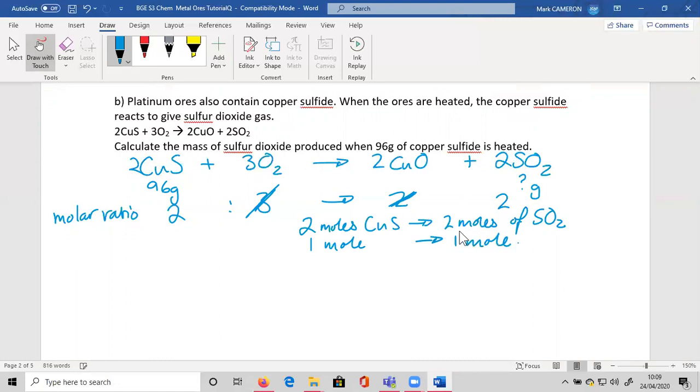Now, the thing is, do we actually have 1 mole? If we had 1 mole of this, then that would give us 1 mole of that. So the key to calculations based on balanced equations is you need to find out how many moles is 96 grams. And once you know how many moles of this you have, you know how many moles of that you have, and you can then convert that into grams. So if 96 grams was 2 moles, we would have 2 moles of sulfur dioxide. Okay, right, so let's work through how you would answer this question.